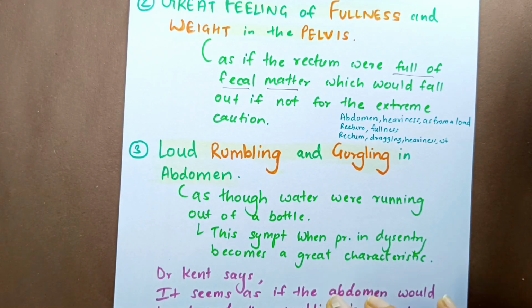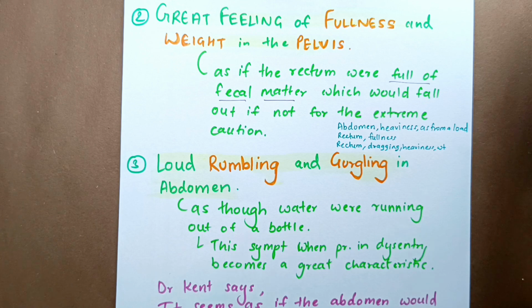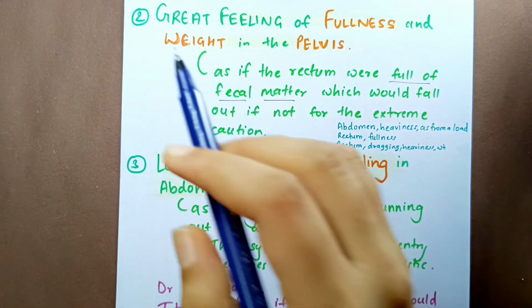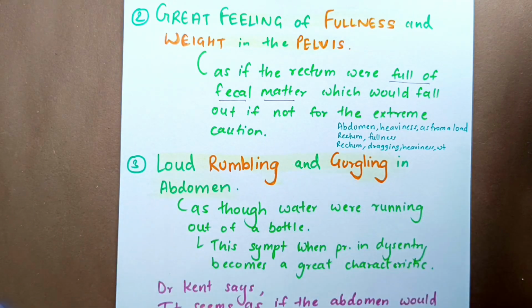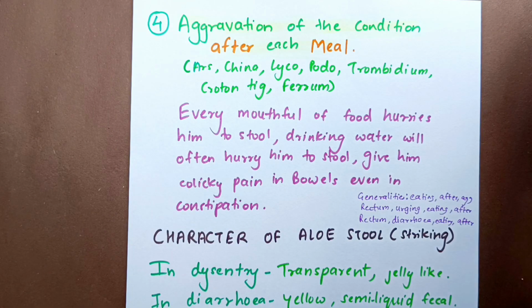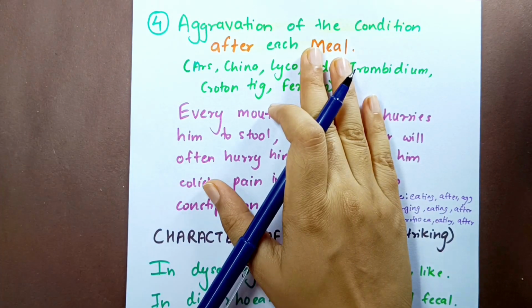So until now, we learned about three important characteristics. The first is great feeling of weakness or loss of power in the sphincter ani, which leads to the sensation of insecurity in the rectum. The second is the great feeling of fullness and weight in the pelvis. And the third is the loud rumbling and gurgling in the abdomen. Now the fourth one is the aggravation of the condition after each meal. So whenever they eat, this condition gets aggravated.